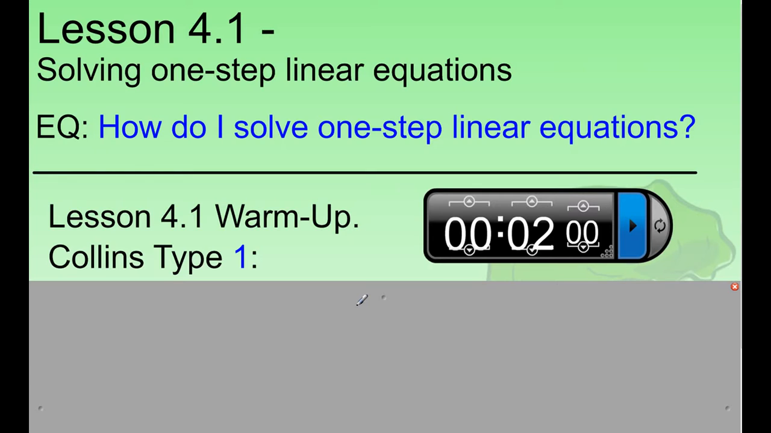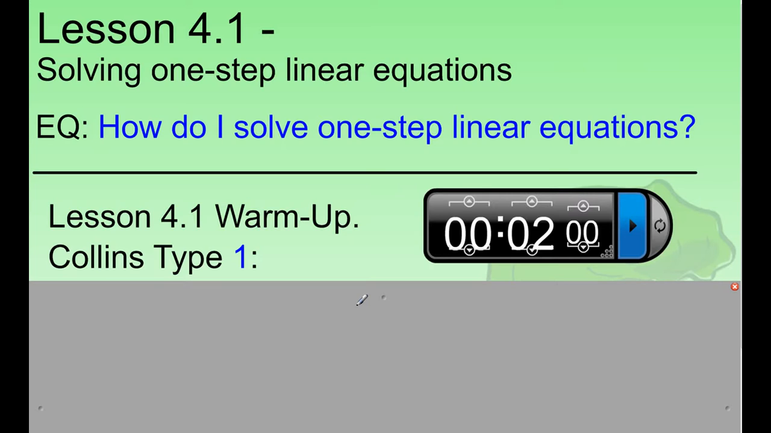We're starting a brand new module. It's going to be a huge module. It's 14 lessons. We split it up into two separate pieces. So we'll have a test after about lesson 4.7, and then from 4.8 through 4.14 will be the second half. So this module is essentially what algebra is all about.